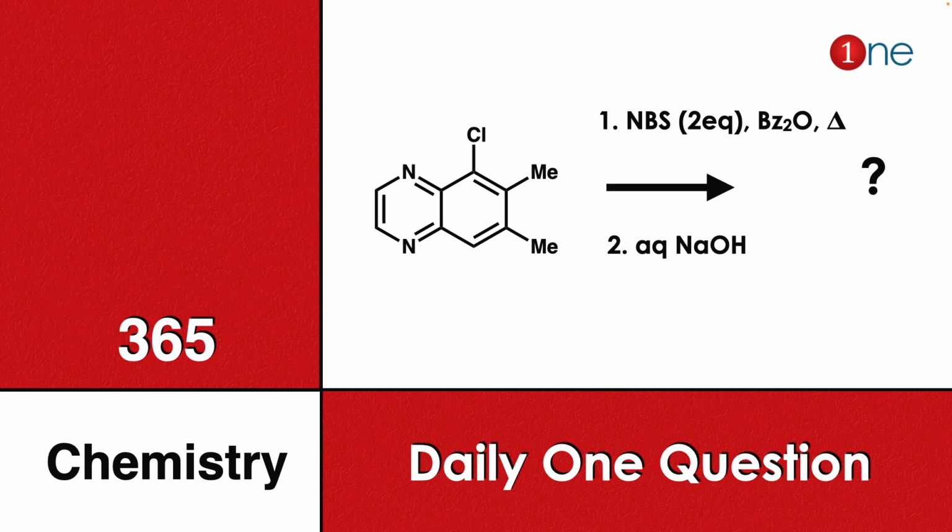Here benzene is there, you have a cyclic ring with nitrogen and you have chlorine and 2 methyl groups. Here you are using N-bromosuccinimide 2 equivalents and peroxide and heating it up. Second step, you are using aqueous NaOH, which is a base. You have to find what will be the final product.